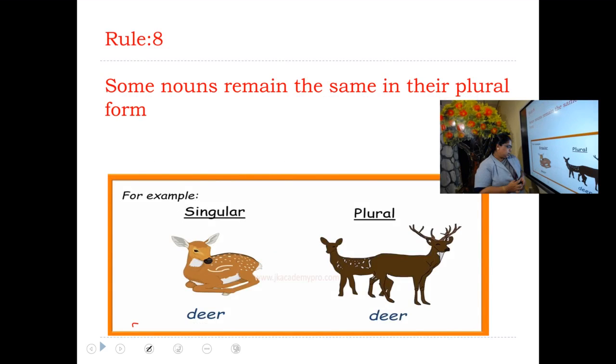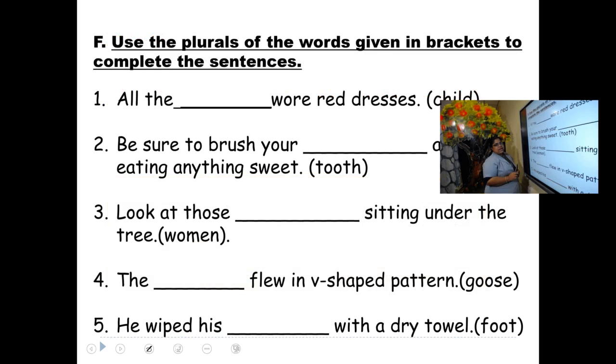So only this much is there for us to learn. Only this many rules are there. I know all of you understand all the rules. You know how to apply this. And there is one more exercise in our textbook. Exercise number F. So we'll go through that. Open your textbook, page number 7, take exercise number F. Use the plurals of the words given in the bracket to complete the sentences. Some words are given in the bracket. You want to use that and complete the answers.